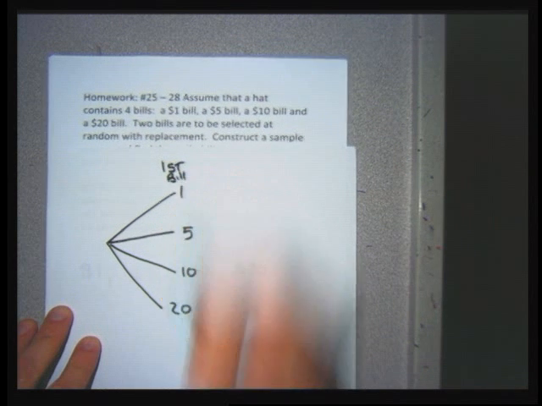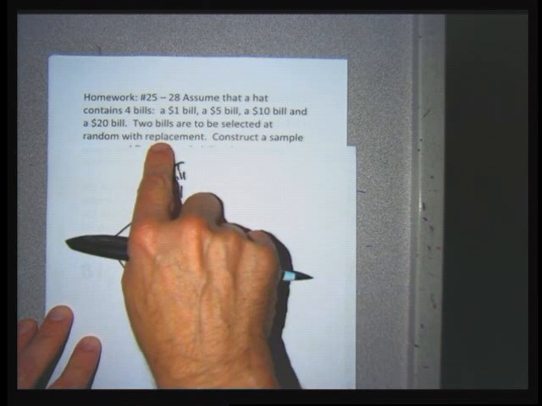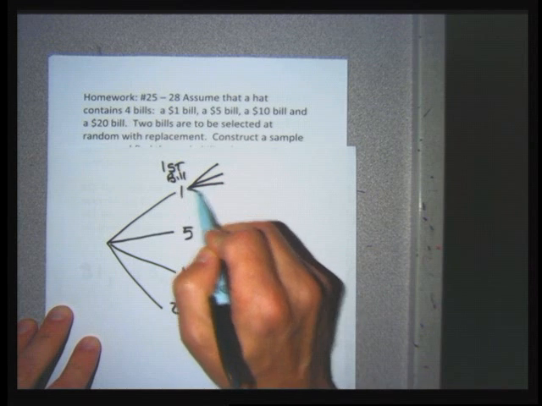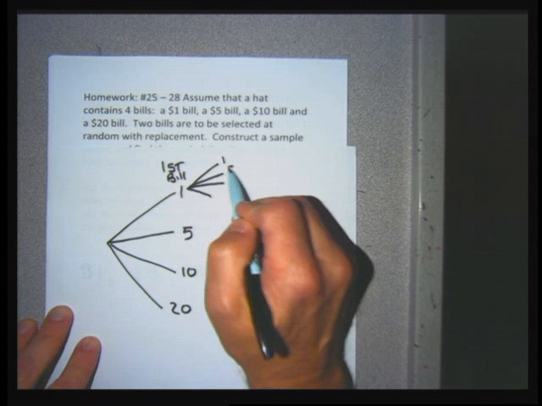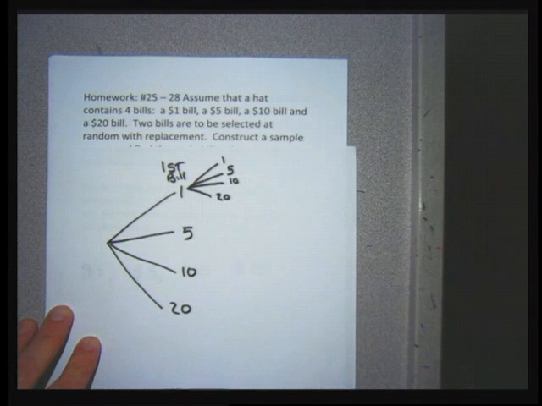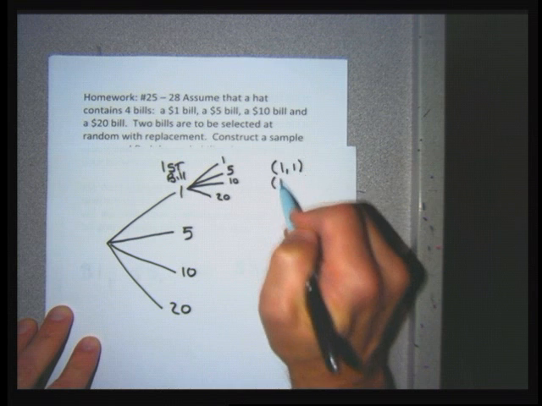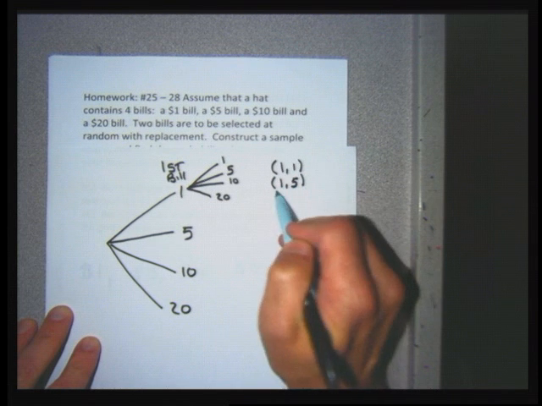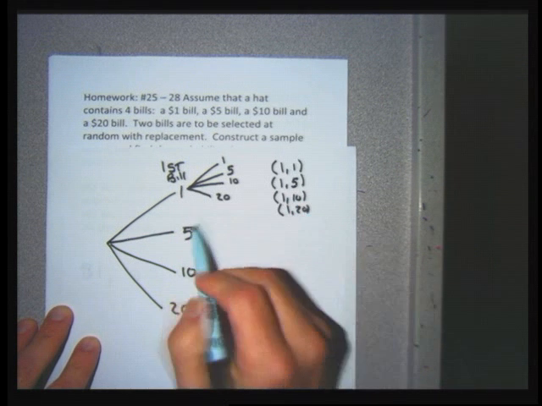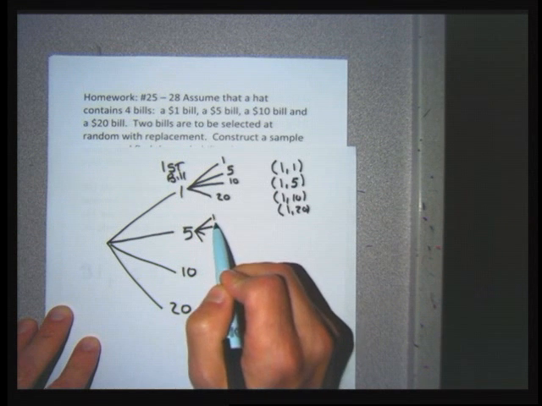And so I'm doing this with a tree. So the first bill can be any one of those 4, and then it's with replacement. So the second bill can still be any one of the 4. So if the first bill's a 1, I put it back in, and I can still get a 1, a 5, a 10, or a 20 for my second bill. So this would be representing get a 1 for my first bill, a 1 for my second bill, a 1 for my first, a 5 for my second, a 1 for my first, a 10, and then a 1 and a 20. And then if I do the same thing with a 5, make 4 branches out of it for each of the 4 bills that you can get because you're replacing.